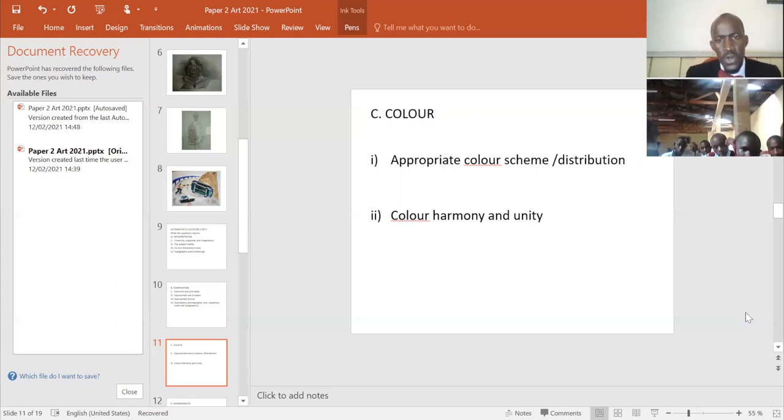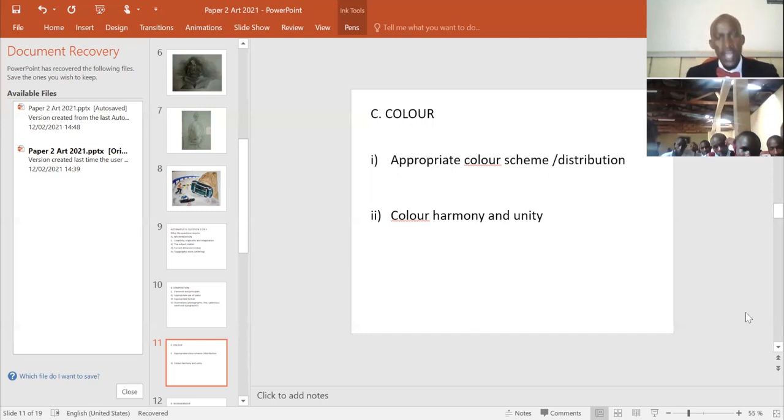So, the appropriate use of color scheme and distributions. Given that you've been taught about the color schemes, the primary and the secondary colors, and you understand how to use these colors to create contrast, we do not expect the learners and the candidates to be using colors that tend to absorb each other. They are supposed to create contrast. In other words, you are supposed to use a primary color against a secondary color to create a contrast.